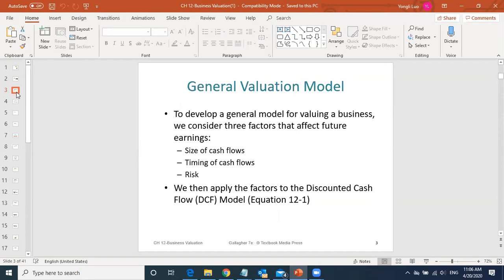Okay, so first we look at the general valuation model. To develop a general model for valuing a business, we consider 3 factors that affect future earnings: the size of the cash flow, the timing of the cash flow, and the risk. Those are the 3 major factors. When applying those factors, we use the discounted cash flow model.